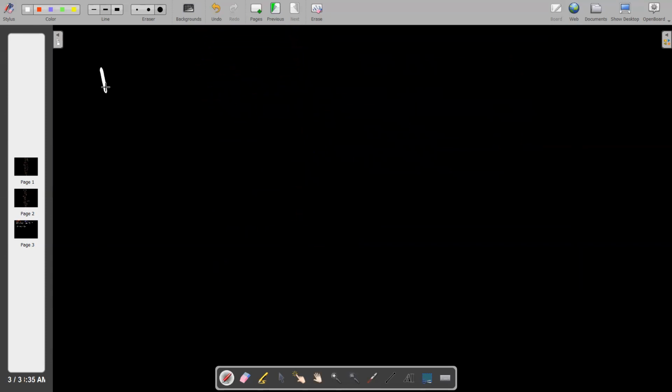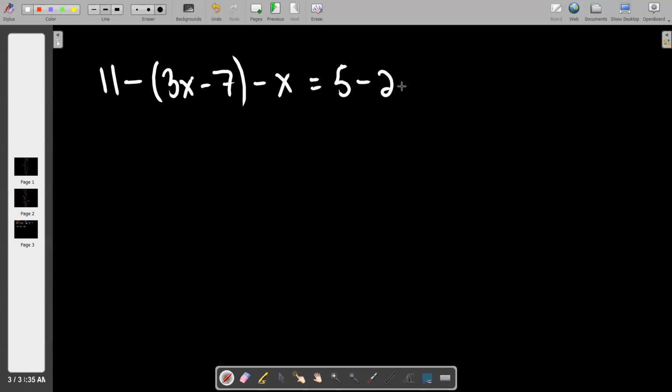Last problem is 11 minus the quantity of 3x minus 7 minus an additional x is equal to 5 minus 2 times the quantity of x plus 4 closed quantity minus 1 more. Landon, what do you think we ought to do first?